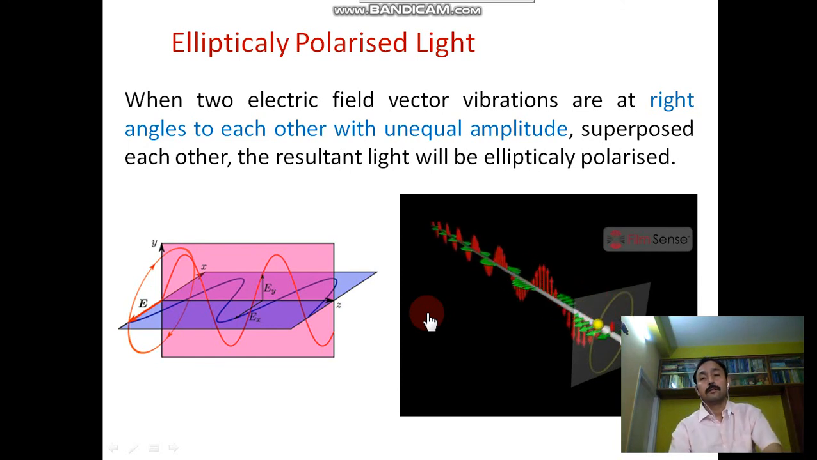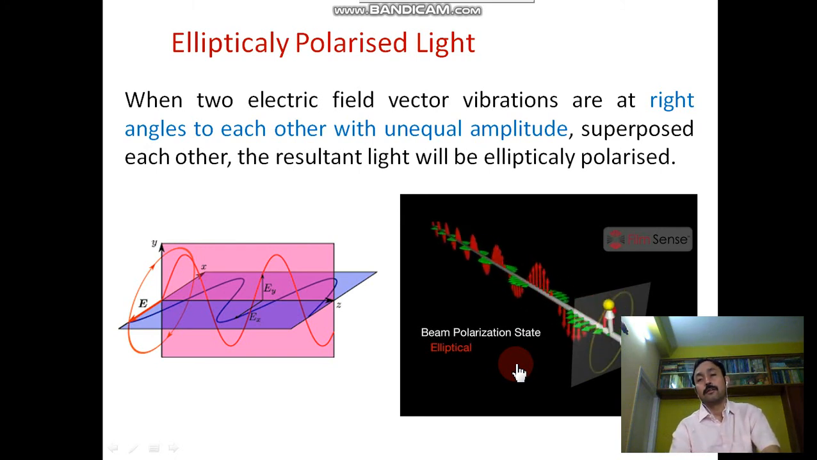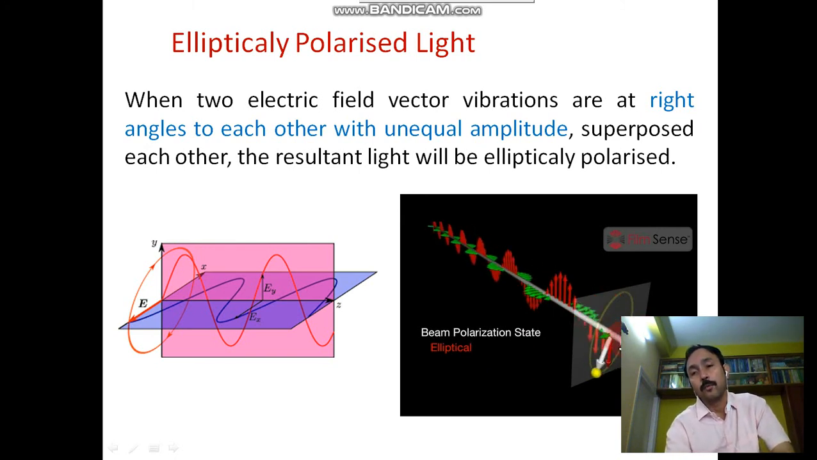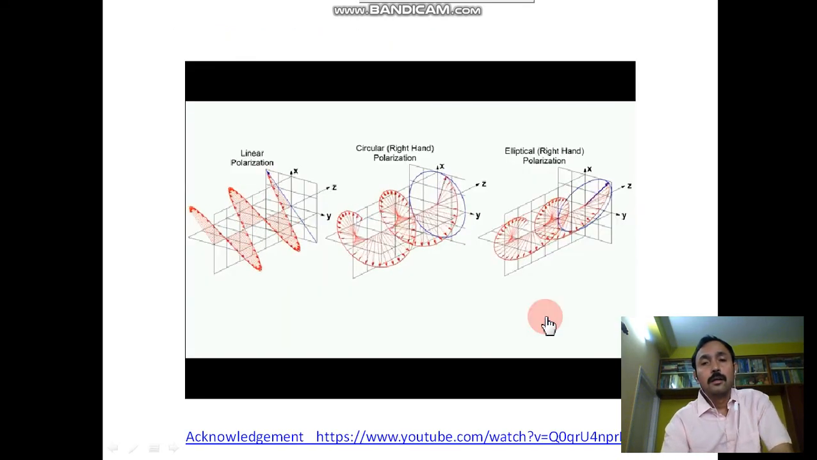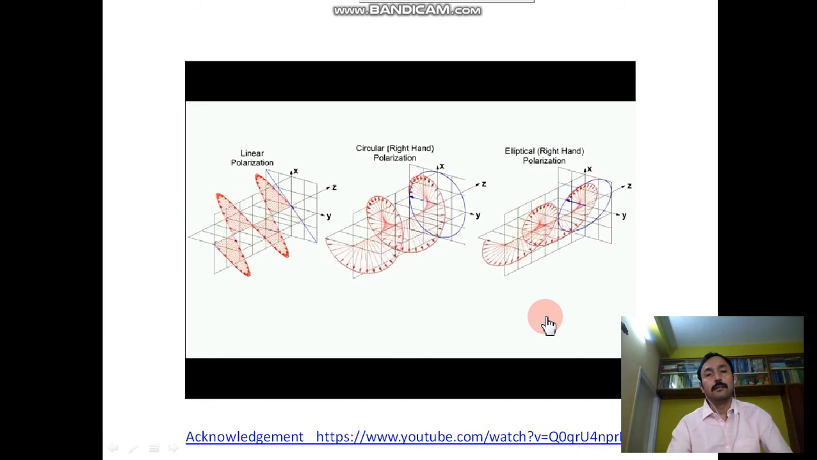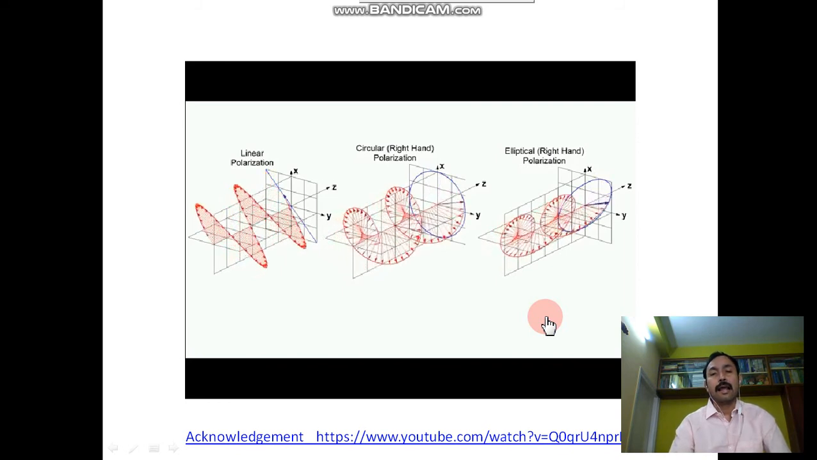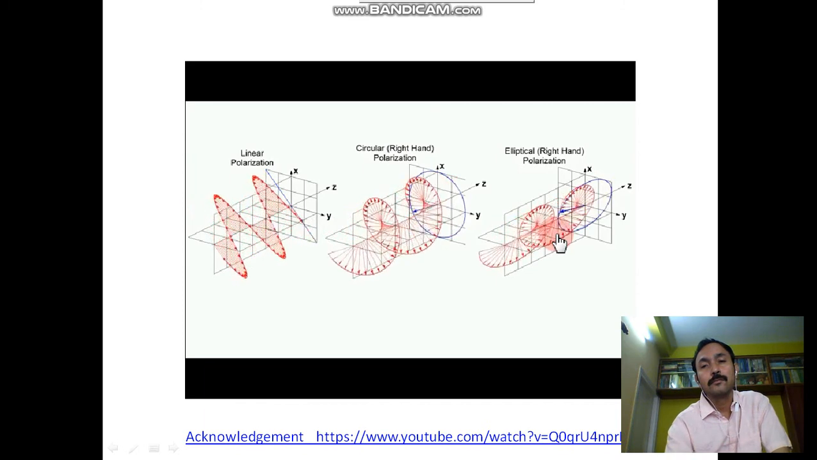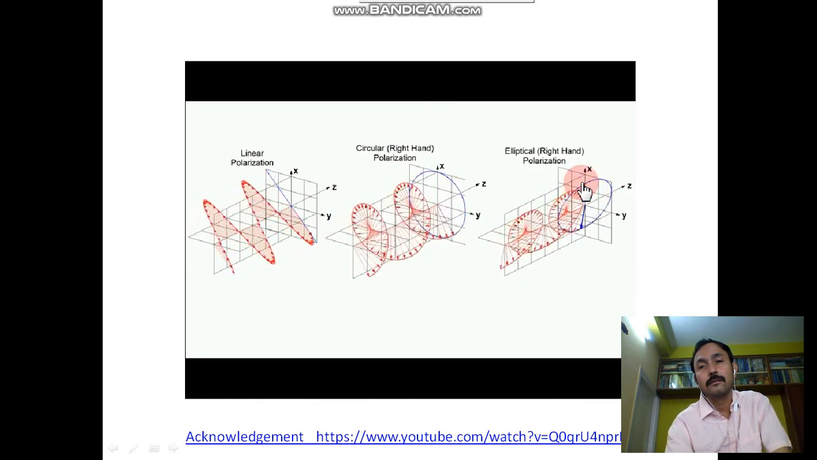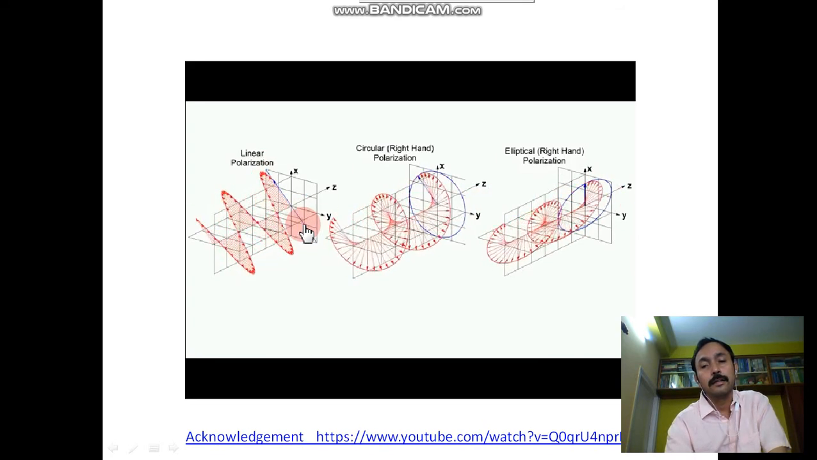Come to this animation. So they are superimposing and they are producing a beam of elliptically polarized light. This is the front view. This is the direction of propagation. This is the front view of the elliptically polarized light. Now, this is linearly, circularly and elliptically polarized light in a single animation. So here this is circularly polarized light. This is the elliptically polarized. The blue envelope is elliptical and the blue envelope is circular. This is the linear one.